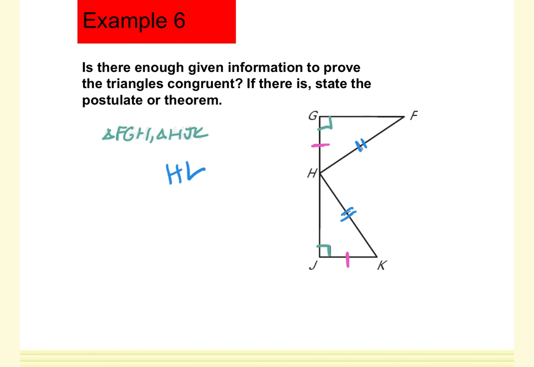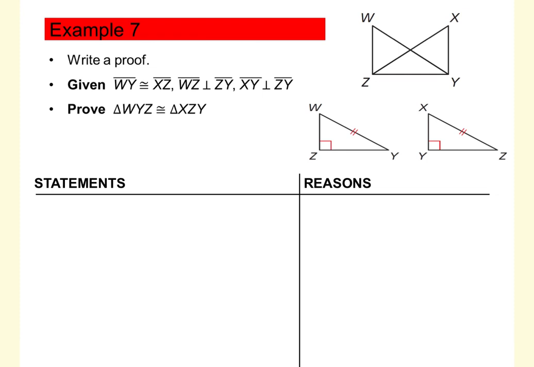No, you can't say side angle side because it's not the angle where the two sides meet. So if this was marked congruent with that, now it's side angle side. But based on what we're given, it's hypotenuse leg. What's the next page? That's the next page.